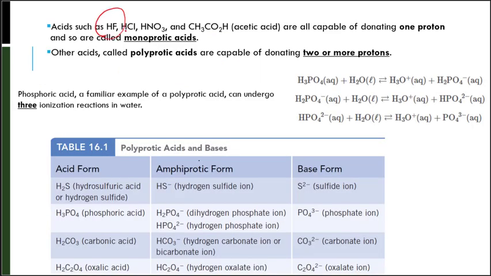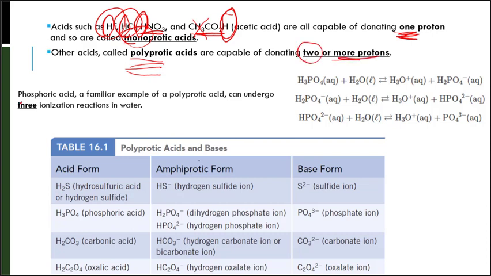Acids like hydrofluoric acid, hydrochloric acid, nitric acid, and acetic acid are all capable of donating one proton. So they're called monoprotic acids because they have one hydrogen to give. HF has one hydrogen, HCl has one, HNO3 has one, acetic acid has one. Other acids are called polyprotic acids, and they're capable of donating 2 or more protons.